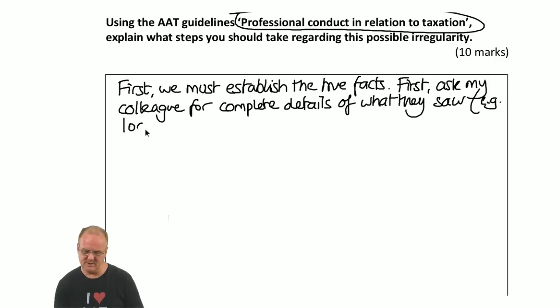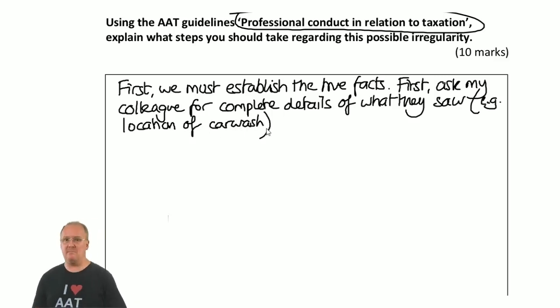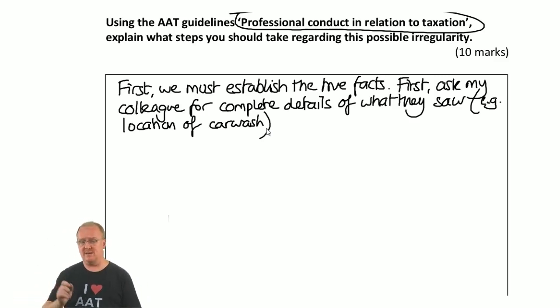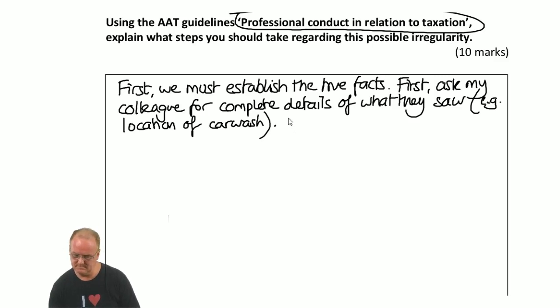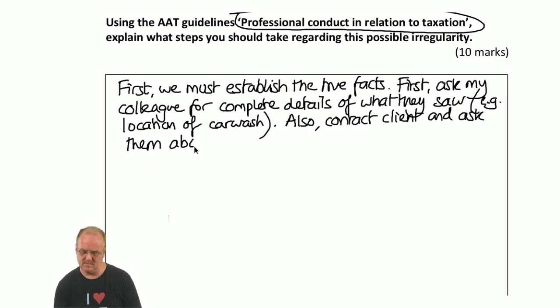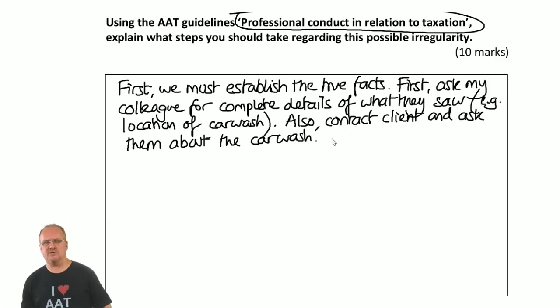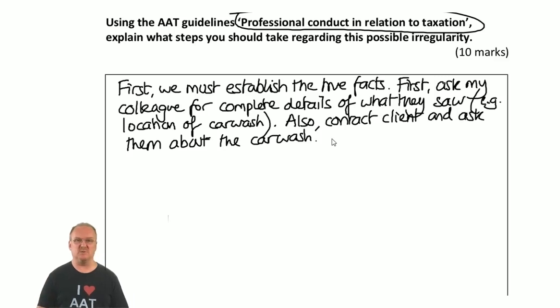e.g. the location of the car wash. Bear in mind, of course, this could all be an innocent mistake. It might be that your client was getting their car washed. Also, contact client and ask them about the car wash. Now, if that car wash is a registered company, for example, it might be possible to do a Companies House search or something along those lines and find out more information.